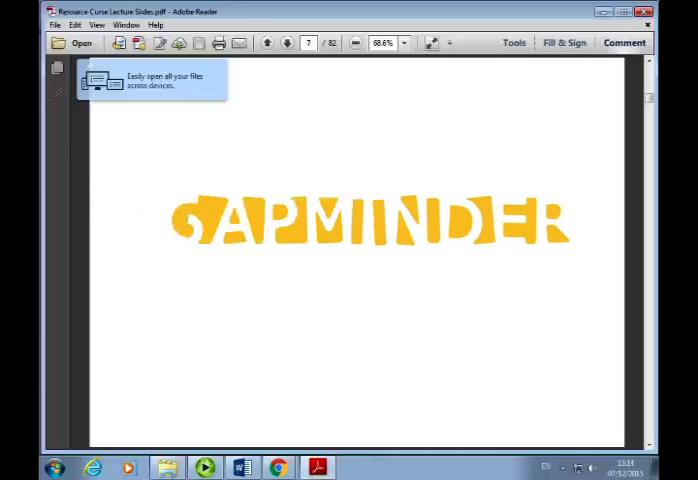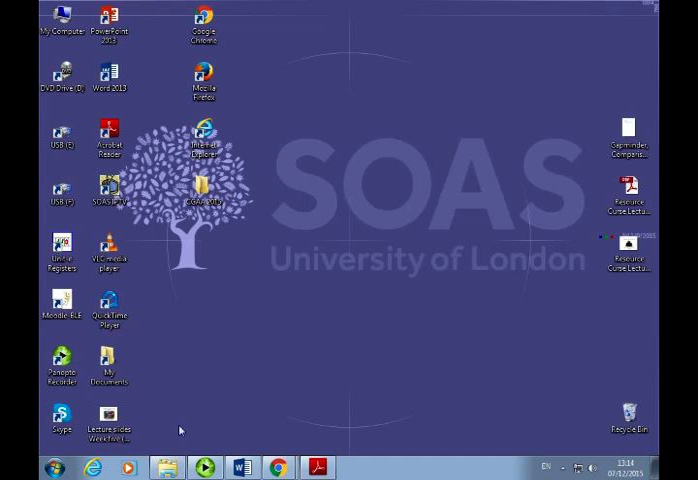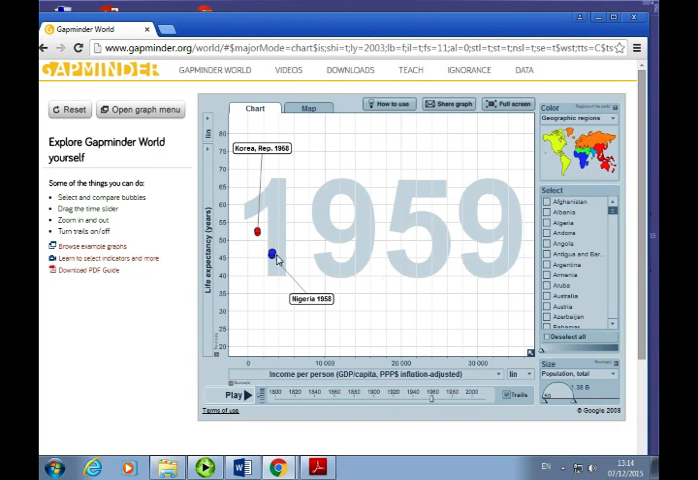Now, let me show you with the Gapminder the extent of failure of Nigeria. This shows you the life expectancy and income per capita. As you can see, Nigeria was richer than South Korea in 1958. Income per capita 3,000, here income per capita 1,000. Nigeria was 3 times richer than the average South Korean. Life expectancy, however, in South Korea was higher.